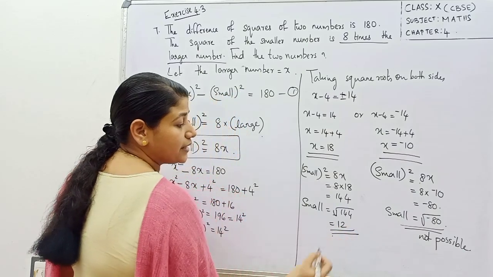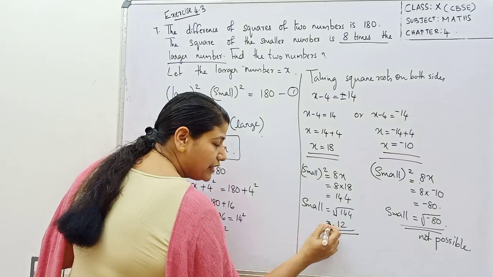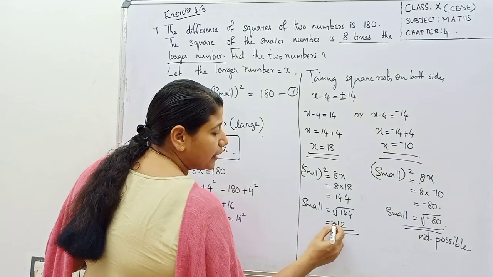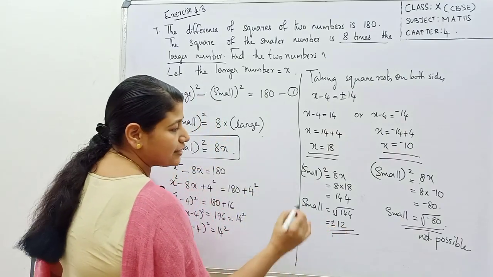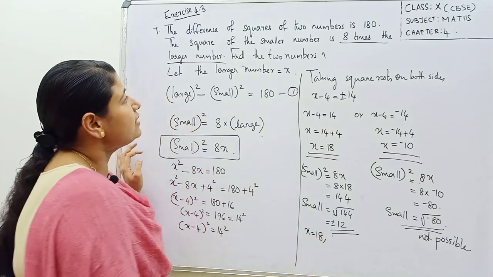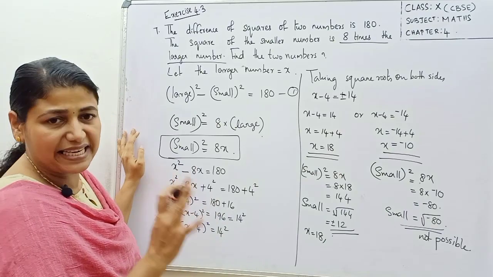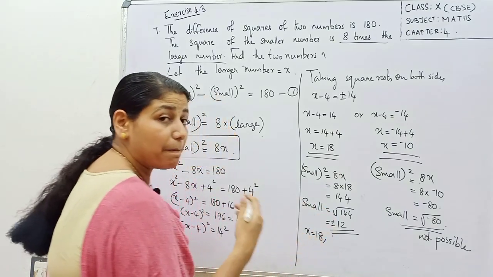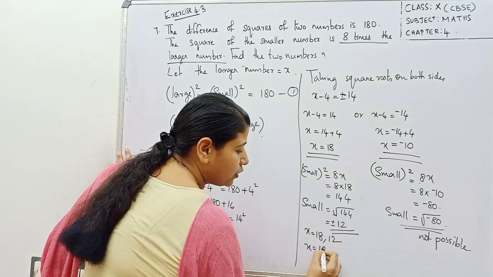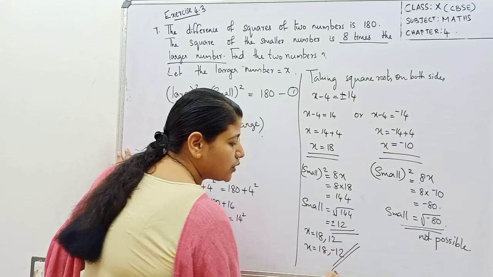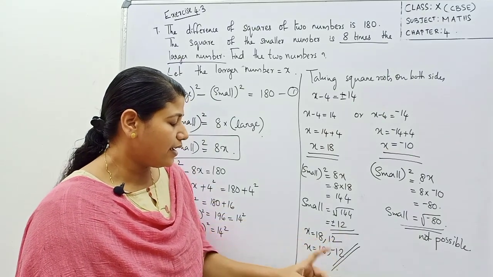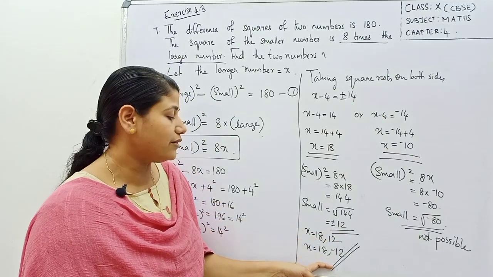So which are the numbers? When we are taking the square root of 144, we have to take both the plus and minus signs. So two solutions we got. If x equal to 18, the larger number must be always 18, but the smaller number may change. Sometimes it will be 12 and sometimes it will be negative 12. So two solutions we got from this question: 18 and 12, or 18 and negative 12.